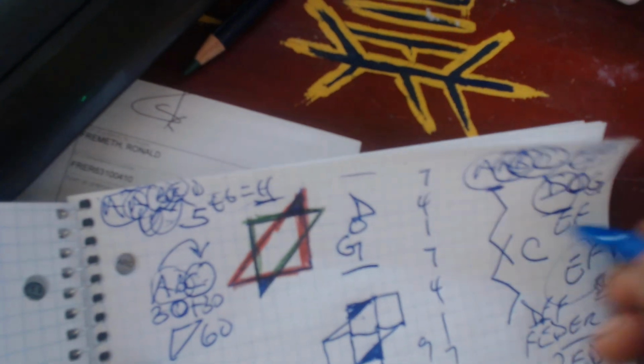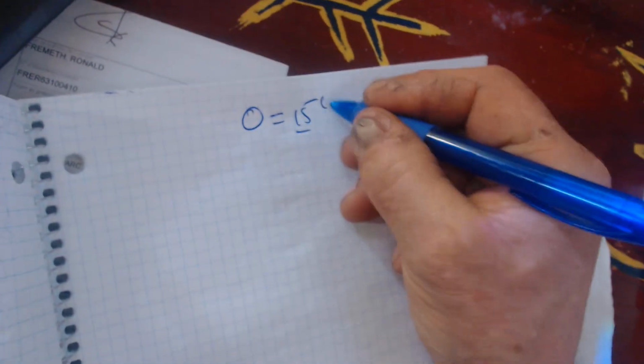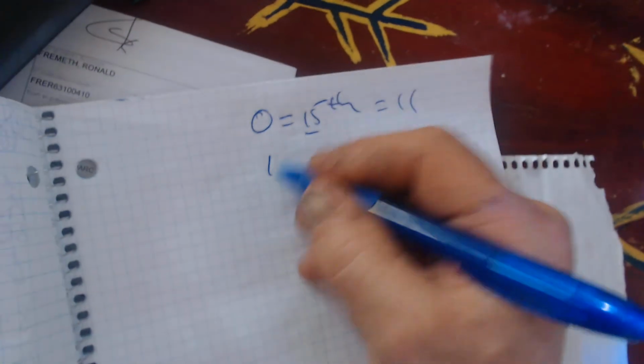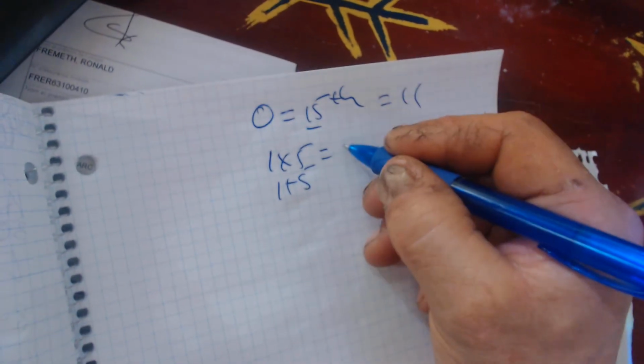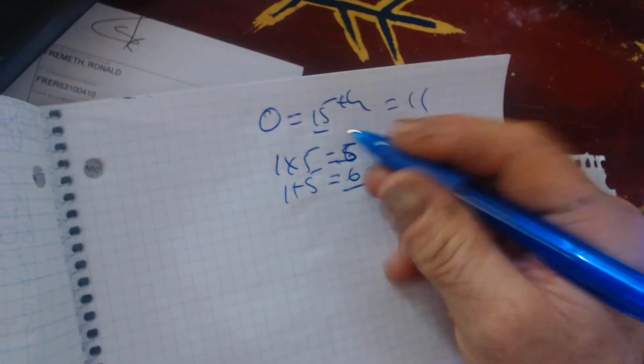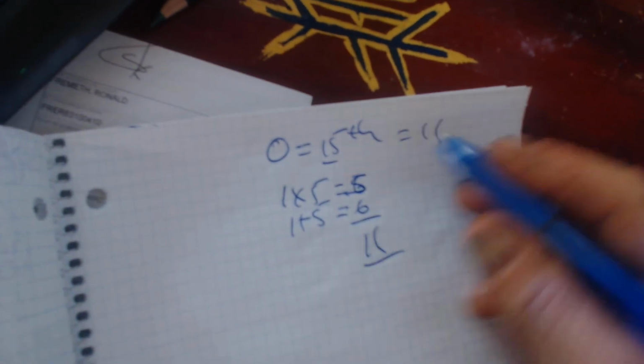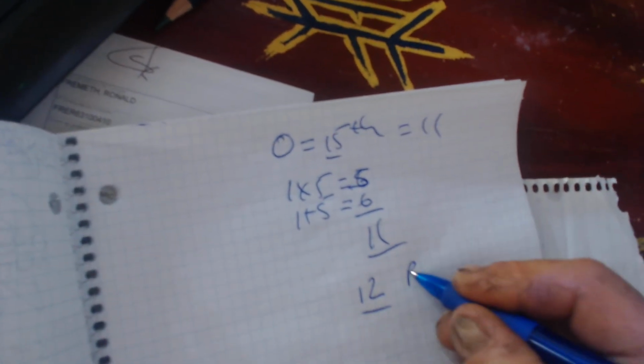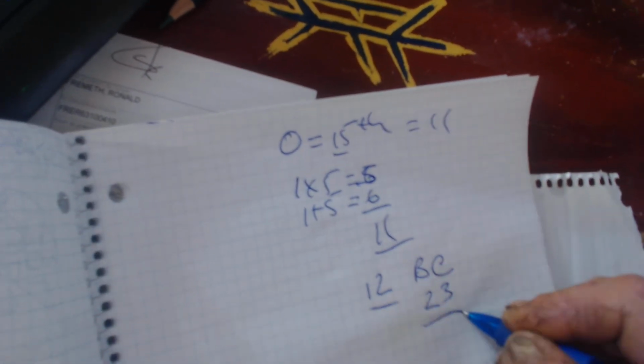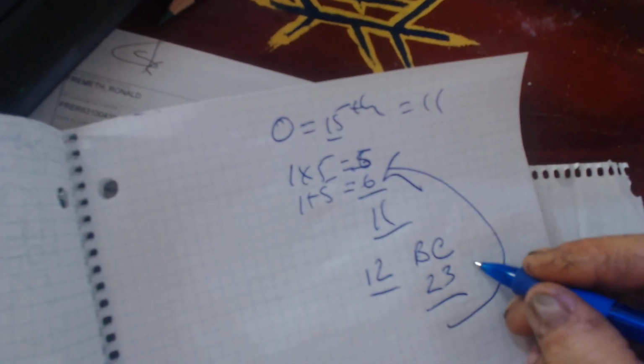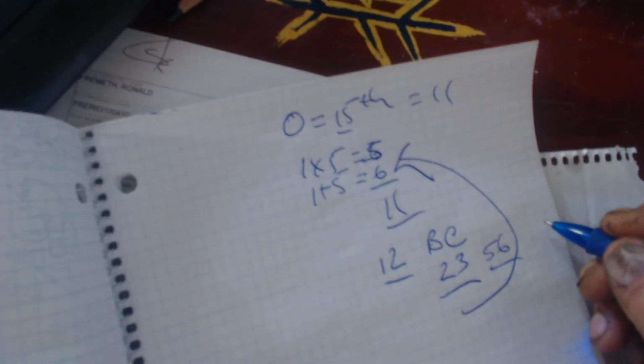So can O equal EF 11? Can O equal EF 11? I'm going to check this out for a second. O equals the 15th letter. Can it equal 11? 1 times 5, 1 plus 5 equals 6, 6 and 5 equals 11. The reverse is this, and this will equal BC, 2 and 3, which will then create this as 5 and 6, 11. So the invert will recreate what its invert creates.